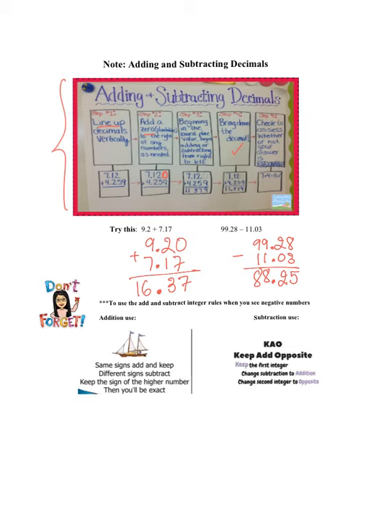Okay, so when you add or subtract rational numbers, we still need to use the integer rules. For addition, make sure you follow, I call it the song. So same side, you're gonna add and keep. Different side, you're gonna subtract and keep the sign of the higher number. These two together. When you see subtraction, you must use KAO: keep, add, opposite. Let's practice some of them.